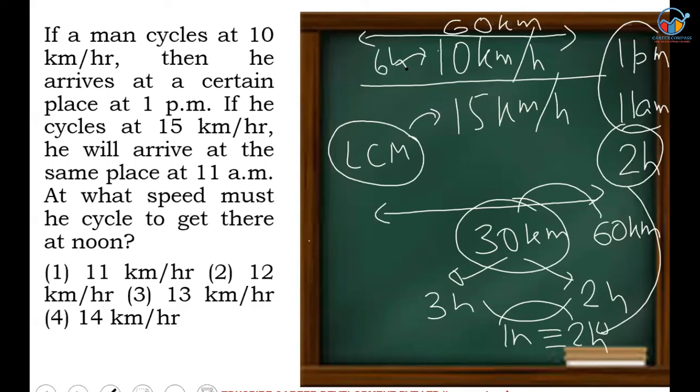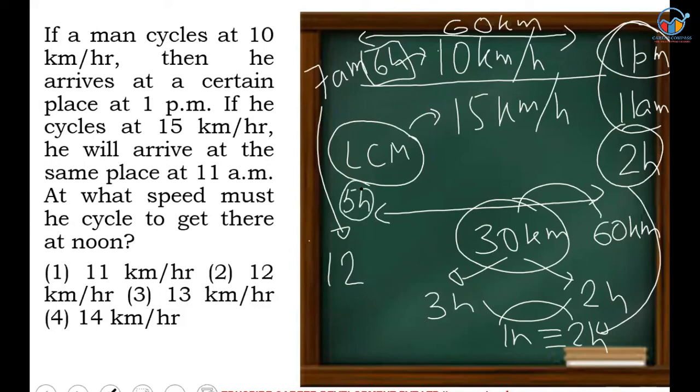60 by 10, that is. So if you back calculate from 1 p.m., he must have started at 7 o'clock in the morning, because after elapsing 6 hours, he's reaching at 1 p.m. So if he starts at 7 o'clock in the morning, and he wants to reach at noon, which is 12, he will have 5 hours in his hand. So for covering a distance of 60 kilometers, having 5 hours in hand, what should be his speed?